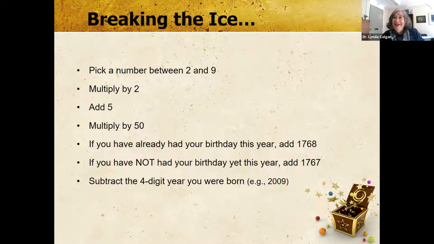Did it work? That is Mathemagic. A 3-digit number. The first is your magic number, your secret number. The second 2 digits are your age. Okay.